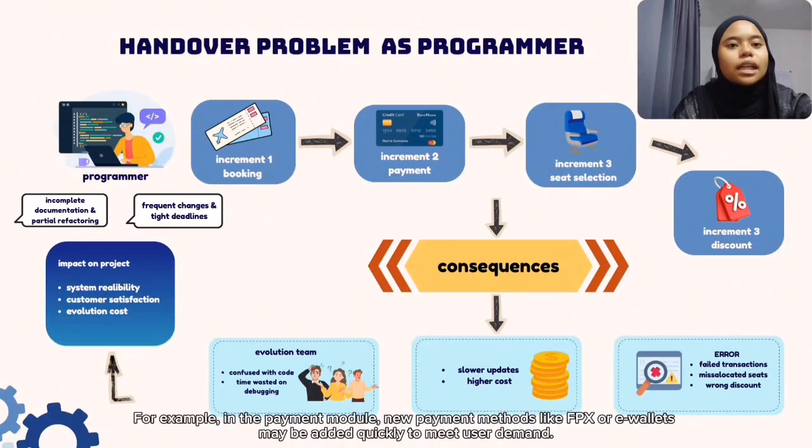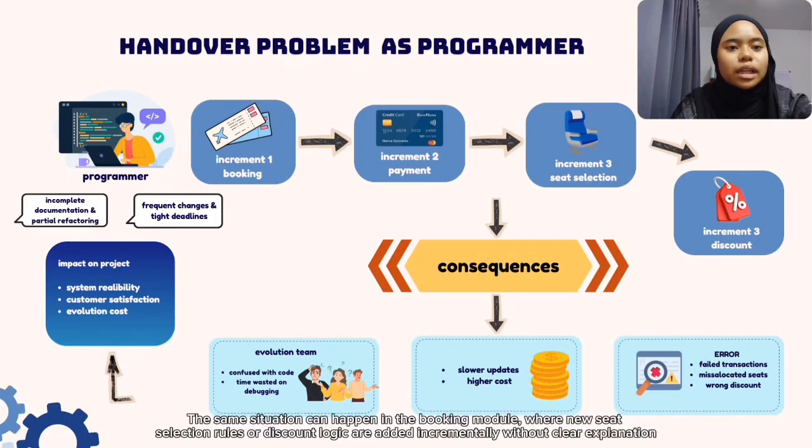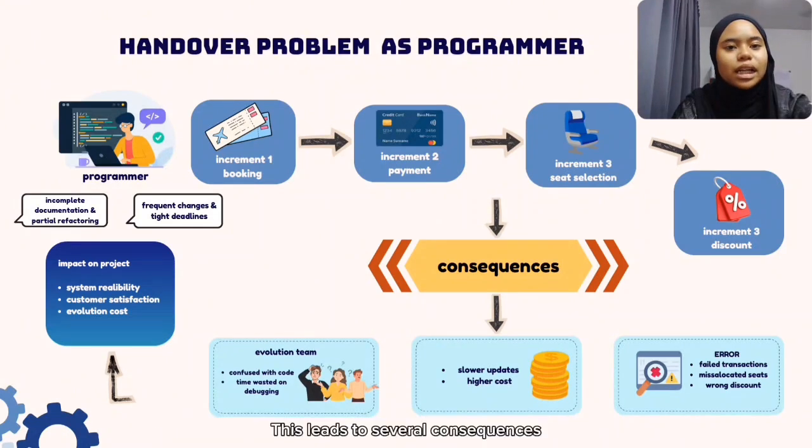For example, in the payment module, new payment methods like FPX or e-wallet may be added quickly to meet user demand. However, if these changes are not properly documented, the maintenance team may not fully understand how the payment flow works. The same situation can happen in the booking module, where new seat selection rules or discount logic are added incrementally without clear explanation. This leads to several consequences.